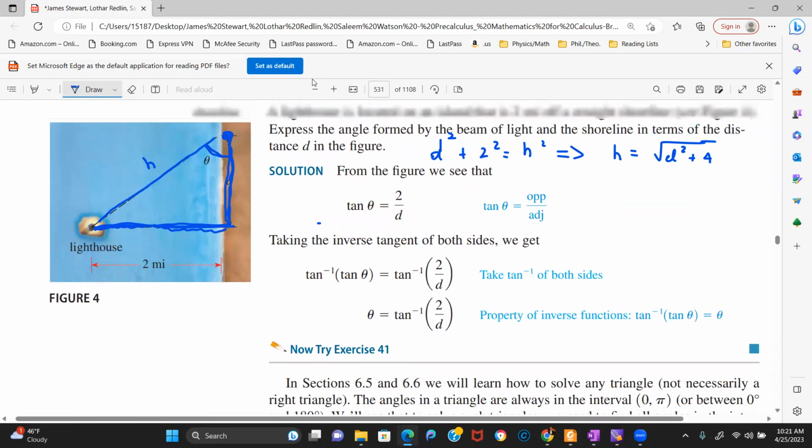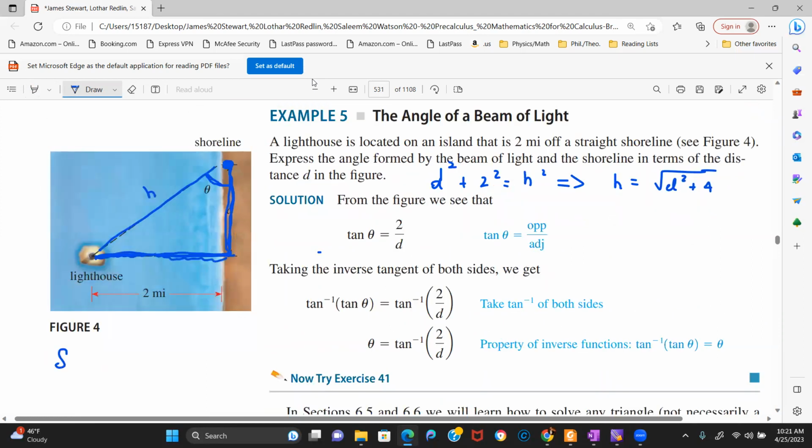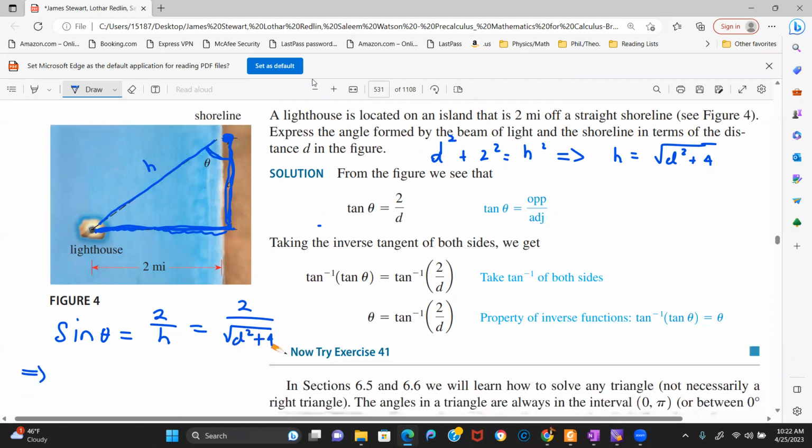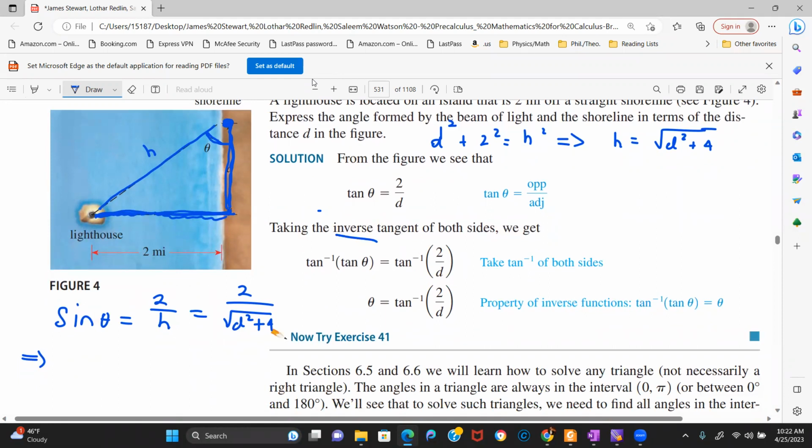And you could, of course, do anything else. You could do sine if you wanted. So sine theta would be 2 over h, but we know that h is the square root of d squared plus 4, so it'd be 2 over the square root of d squared plus 4. This would imply you can take the inverse sine of both sides of this equation. In this case, you get theta is equal to sine inverse of 2 over the square root of d squared plus 4. So that would be another way, and this would be the same exact angle as this one right here.